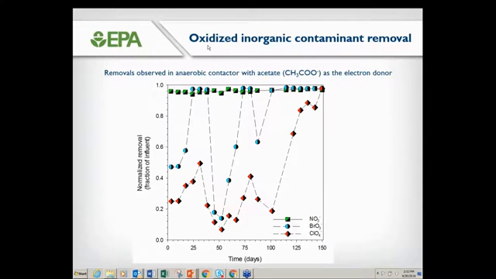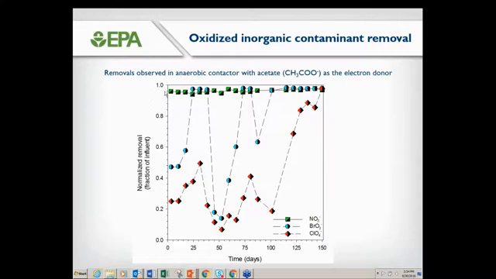Looking at this slide, we're looking at the removal of oxidized inorganic contaminants, and this happens anaerobically, just in the anaerobic contactor. This anaerobic contactor operated with acetate as the electron donor, and we added acetate through the study to hit a target concentration of 2 milligrams per liter as carbon. Once again, we're looking at the normalized removal along the y-axis, expressed as a fraction of the influent concentration removed. We'll start with nitrate, which is expressed as the green symbols.